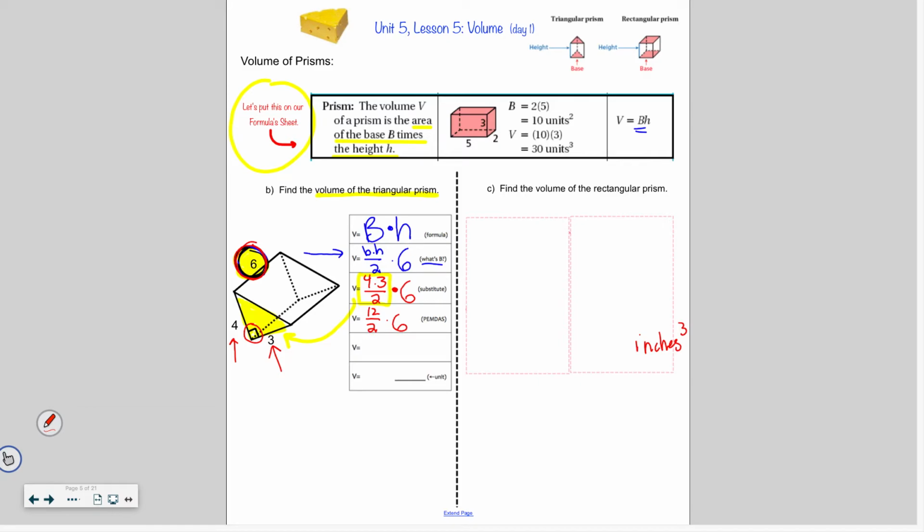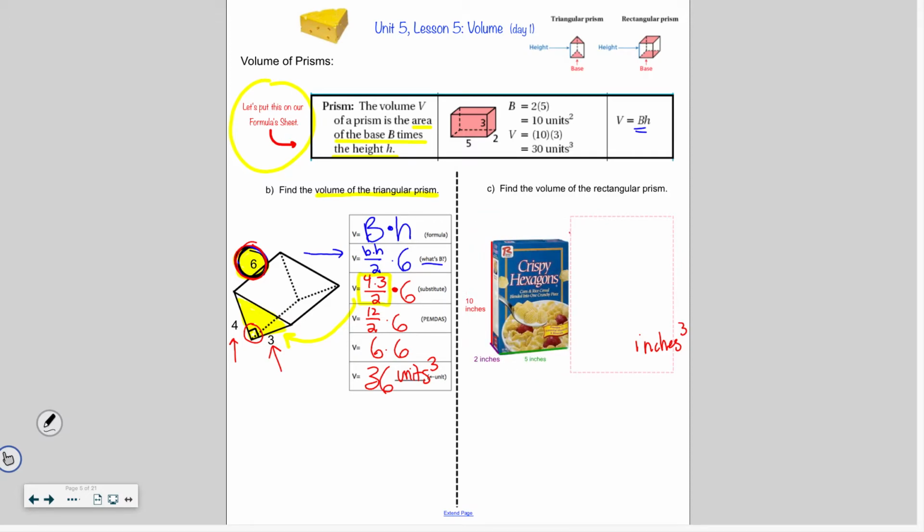And 12 divided by 2 is obviously 6. 6 times 6, final answer of 36. And if they don't tell us what units, we just write the word units. And what's interesting about volume, it's going to be with the exponent of 3, units cubed, because this is a 3-dimensional drawing. Okay? Take a moment and try this one.